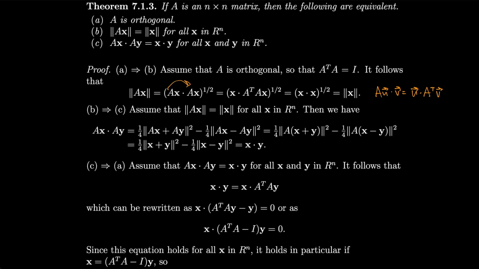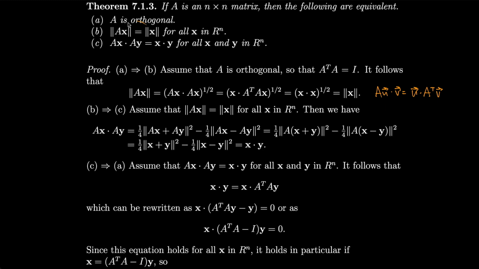We move over A and it becomes A transpose. But remember, we have A transpose A equal to the identity. So this is just the identity, so it cancels. We just have X dot X, and X dot X to the half power, the square root of that, is literally just the length of X. So that shows that if A is orthogonal, we have B. Now let's show that B implies C.